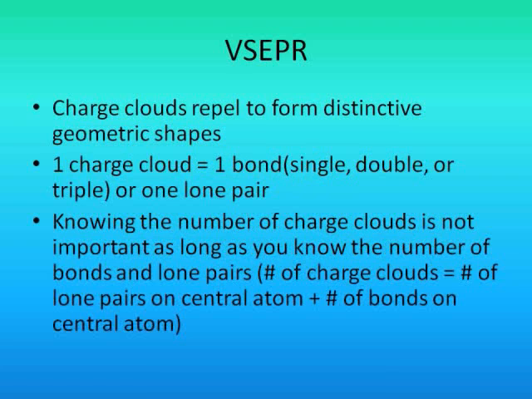According to the valence shell electron pair repulsion theory, charge clouds repel each other to form distinctive geometric shapes. A charge cloud is the same as one lone pair or one bond. The bond can be either a single bond, double bond, or triple bond. Knowing the number of charge clouds is not important as long as you know the number of bonds and lone pairs. The number of charge clouds can be found by adding these two things up.